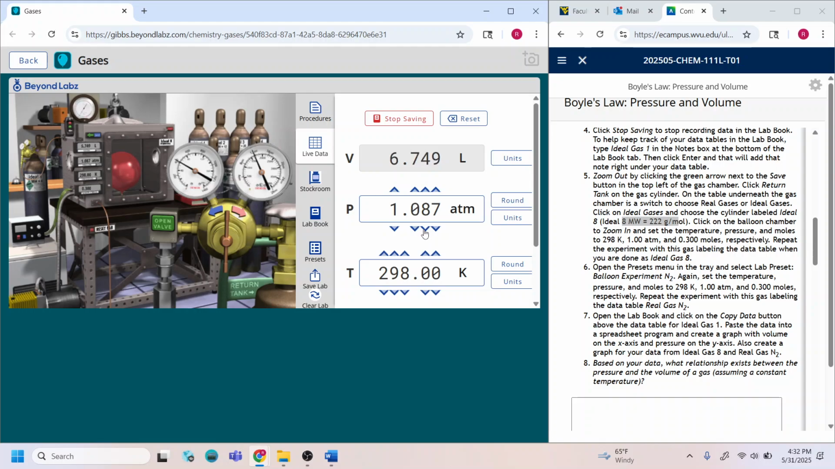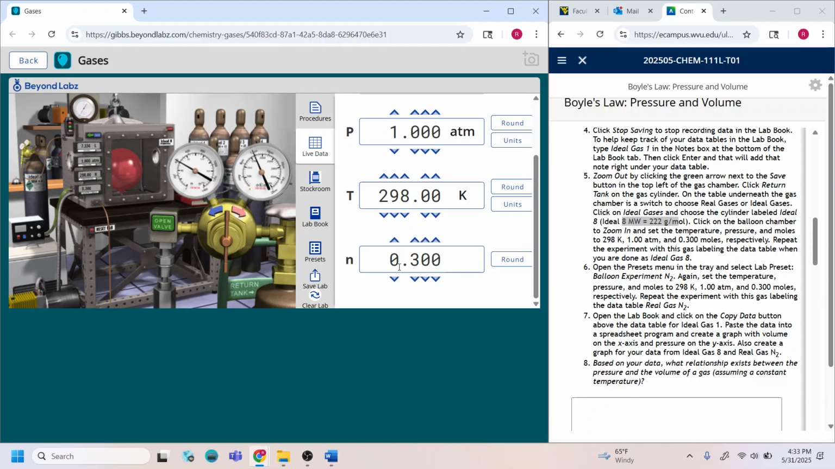We're going to start exactly at 1 atmosphere. And then this is going to be 0. Here you go. So at 1 atmosphere, this is the volume, and this is the temperature, and this is the number of moles. We're going to do the same thing.